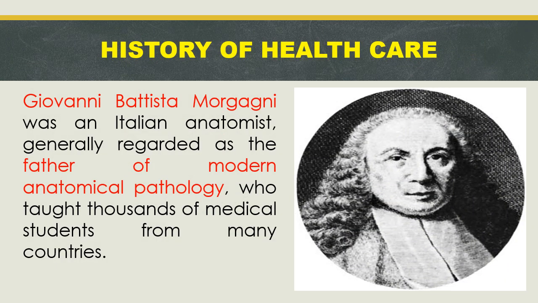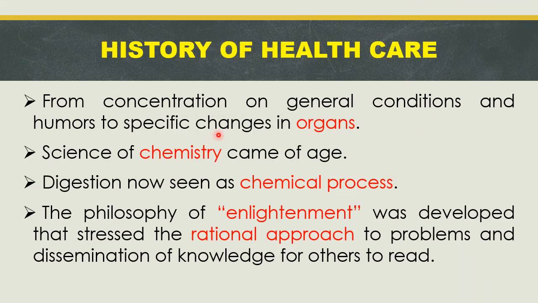So this is Giovanni Battista Morgagni. He is an Italian anatomist, generally regarded as the father of modern anatomical pathology, who taught thousands of medical students from many countries. So, ito siya. Then, so from concentration on general conditions and humors to specific changes in organs. So noon ang focus nila is yung buong katawan ng tao, but now they would study specifically the different organs of the body.